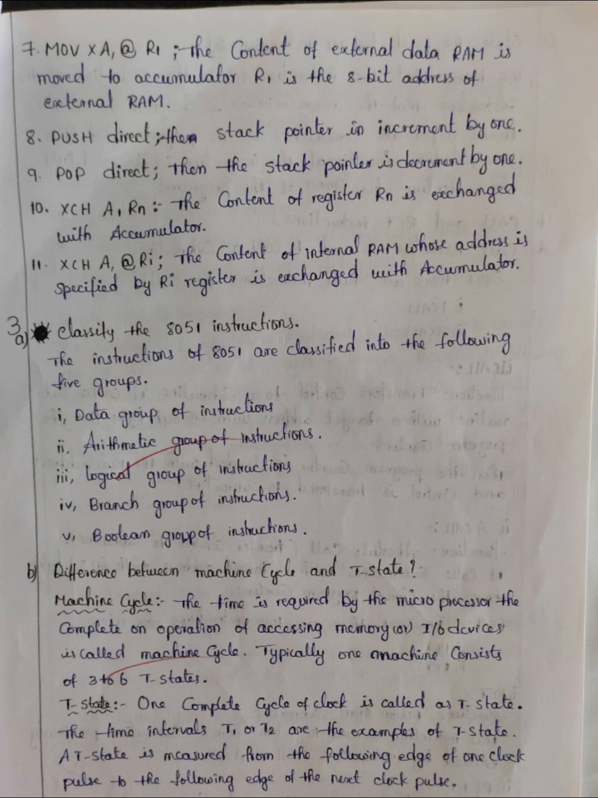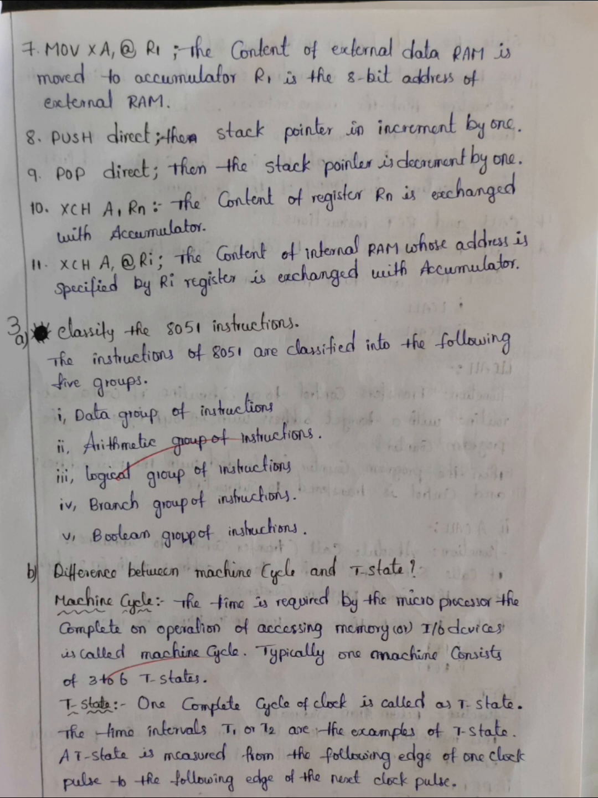And next question, classify the 8051 instructions. The instructions of 8051 are classified into the following five groups: data transfer group of instructions, arithmetic group of instructions, logical group of instructions, branch group of instructions, and boolean group of instructions.